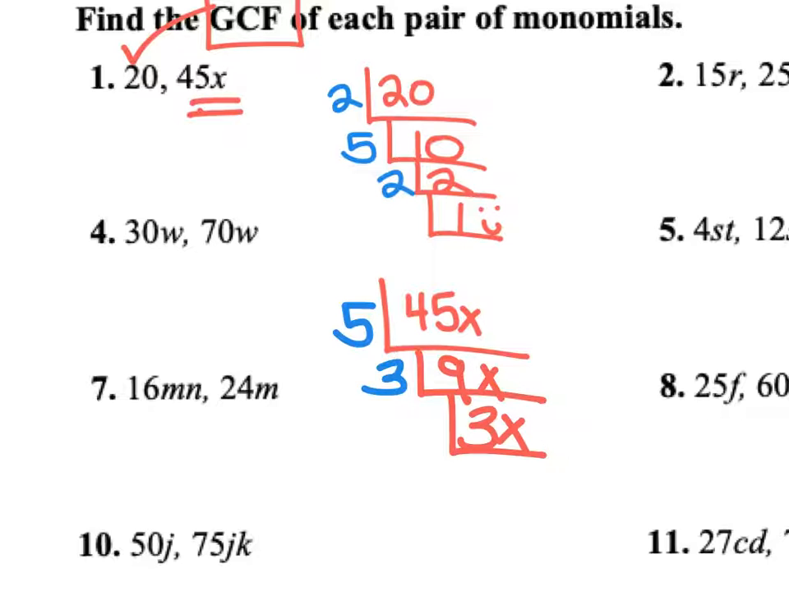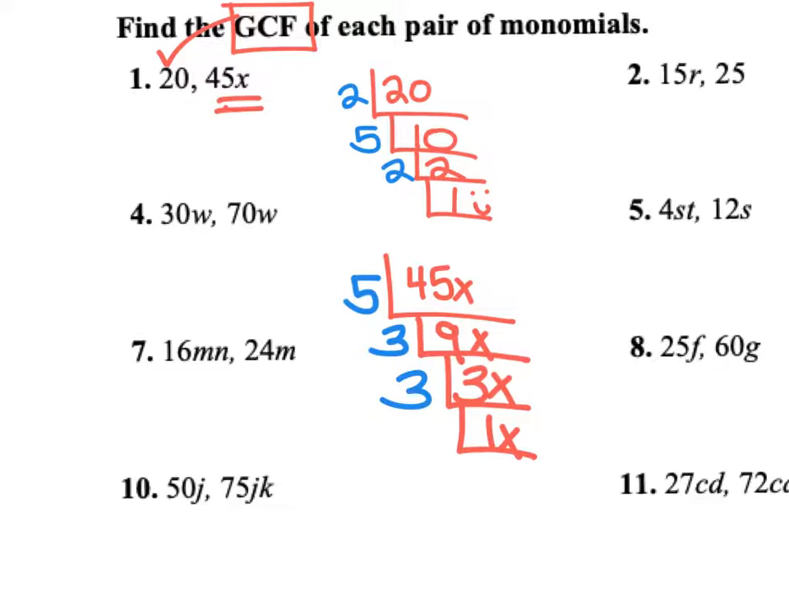And then when it comes to 3 and x, I can take out another 3. 3x divided by 3 is 1x. Okay, and then my last step is I can take out that x. And when I take out that x, I'm left with 1, which is what I want.